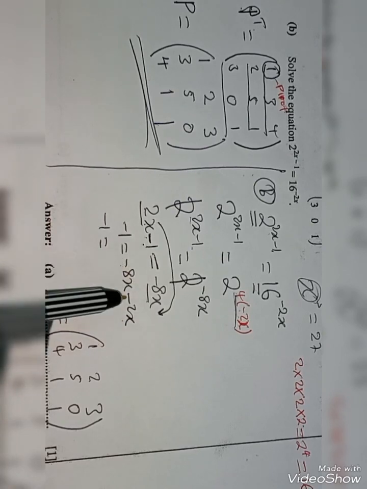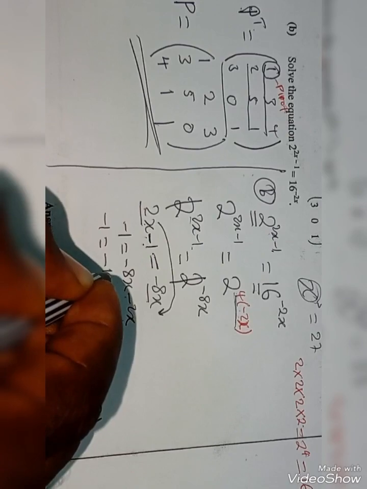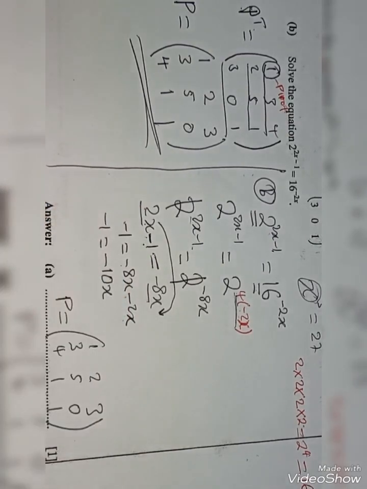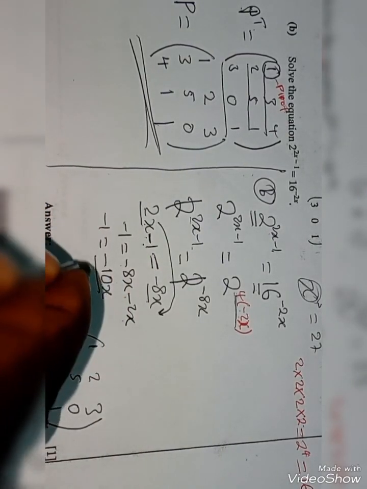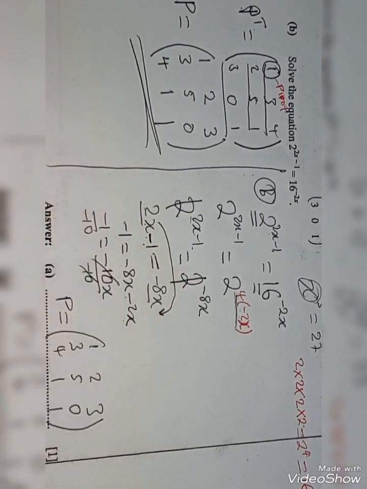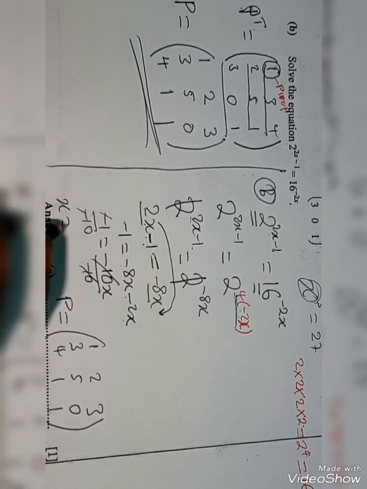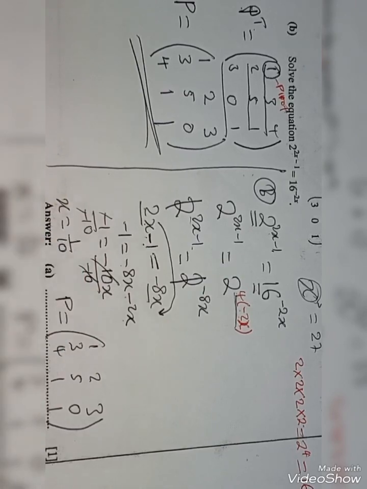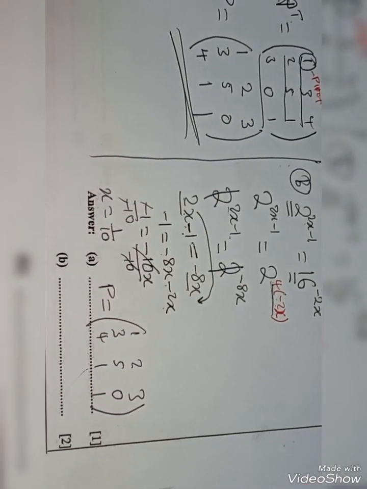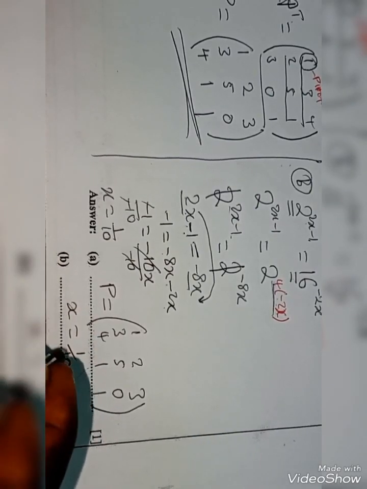So negative 1 is equal to negative 8x minus 2x. Negative, negative, you add. You even add the negative sign to the answer. So we are going to have negative 10x. Okay, so from there, you divide throughout by negative 10. So x is equal to negative, that's positive, 1/10. So the value for x is 1/10.